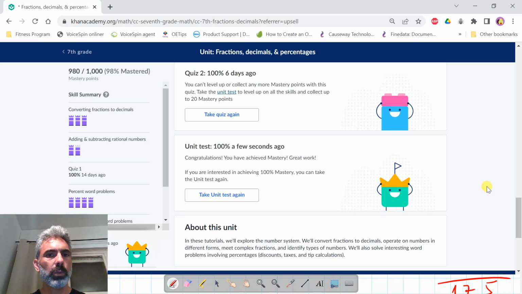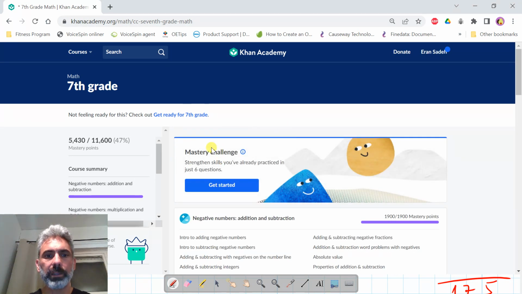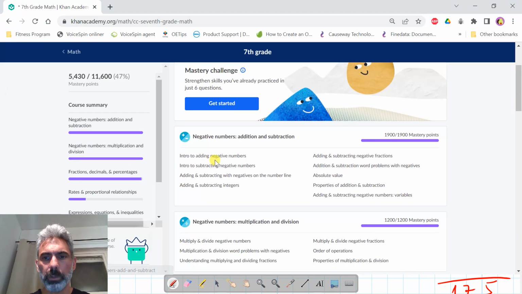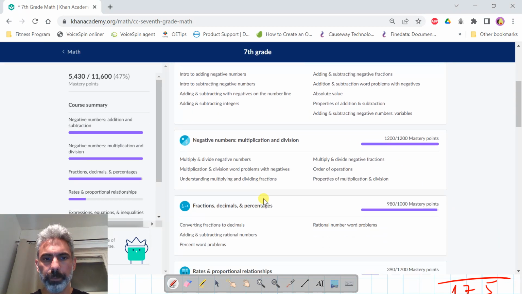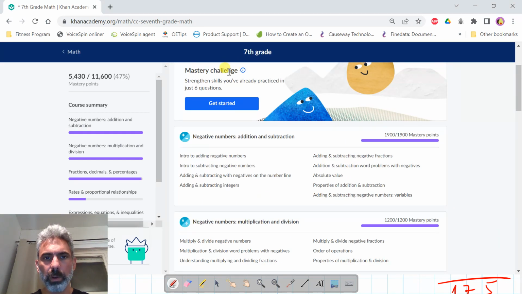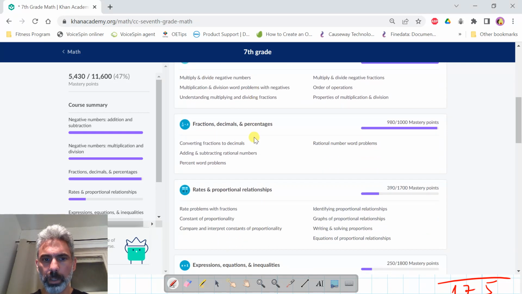So I will see you. The next unit is, let me see, first in the next video I will take the mastery challenge, because when I move from one unit to the next there is a mastery challenge, so I will take this challenge. And the next unit that I'm going to study is this one, rates and proportional relationships. And I will see you in the next video. Bye bye.